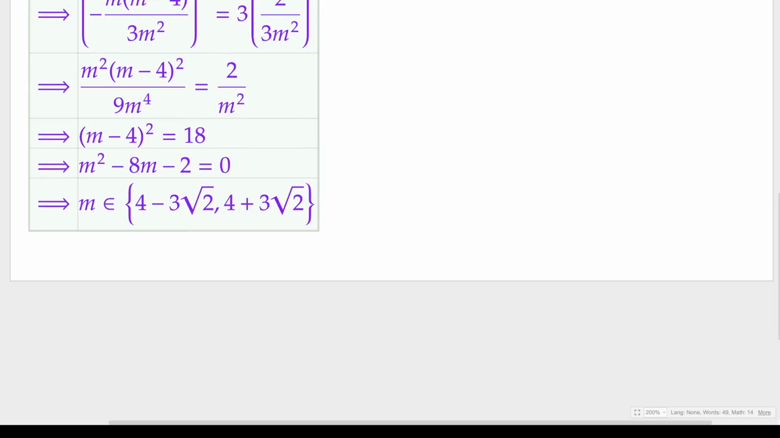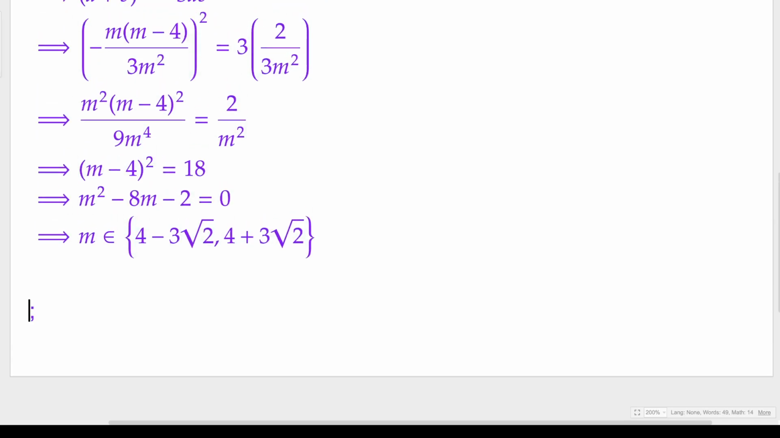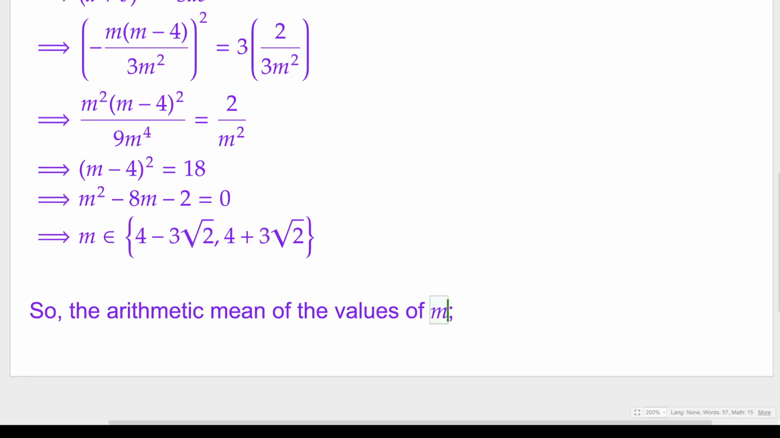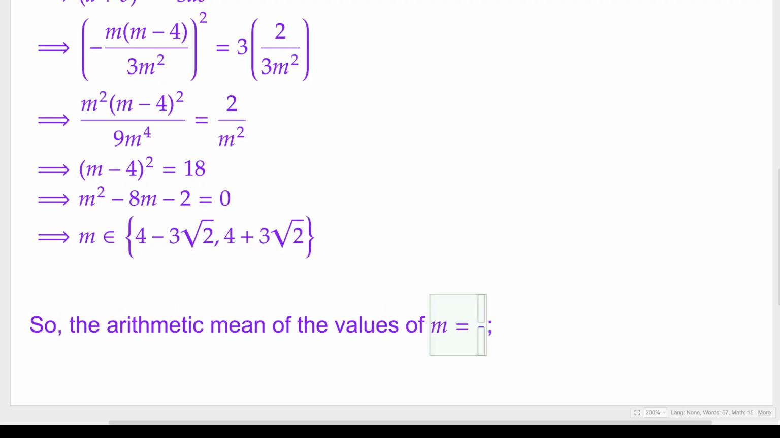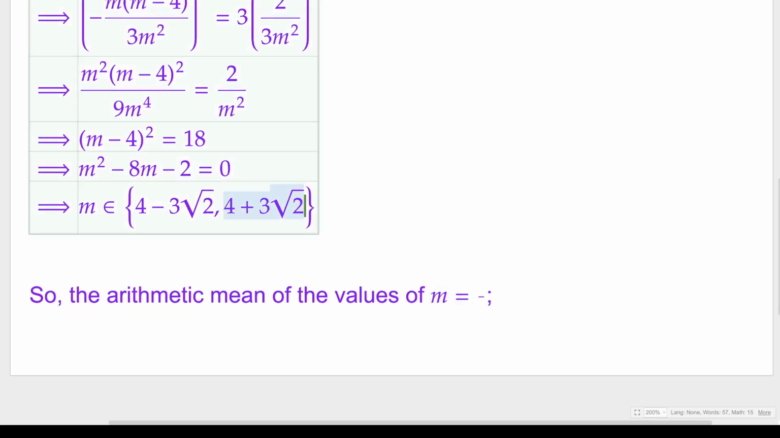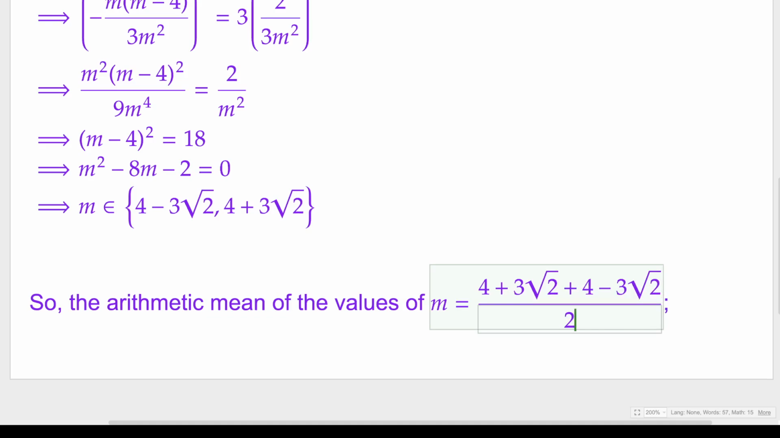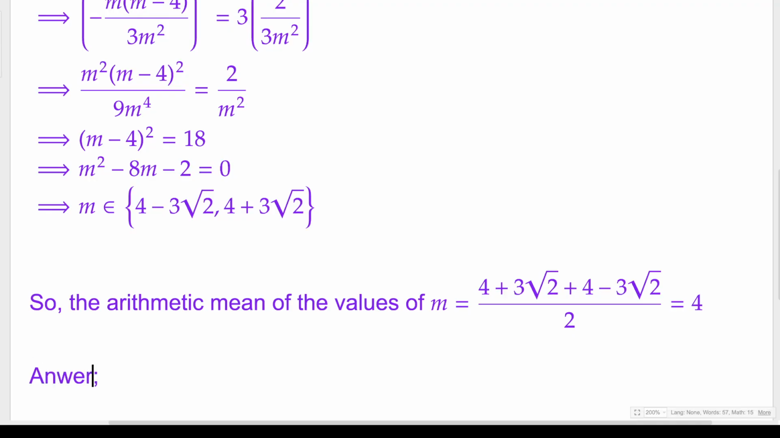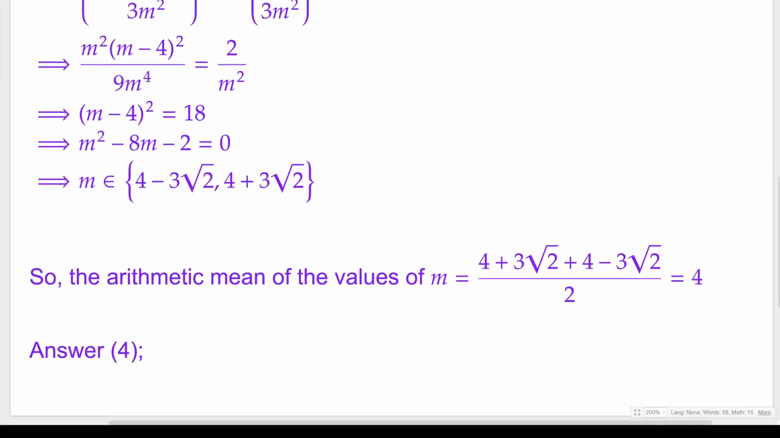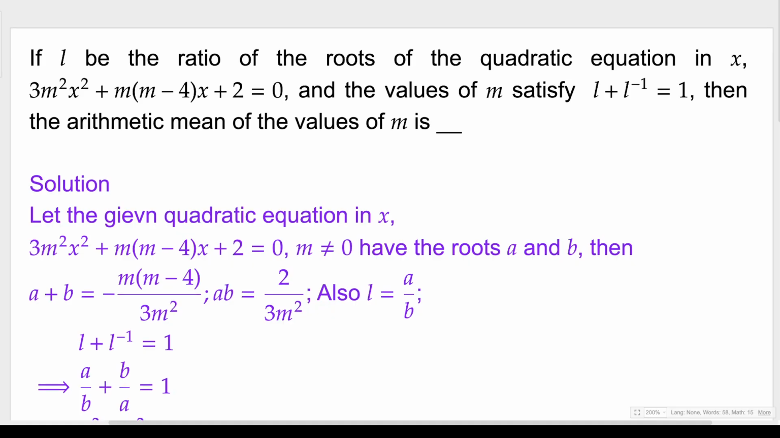Now the arithmetic mean of these values of m will be equal to (4 + 3√2 + 4 − 3√2) over 2, and on solving this we get the answer as 4. Therefore the answer to this problem statement is 4, and hence we have solved this problem.